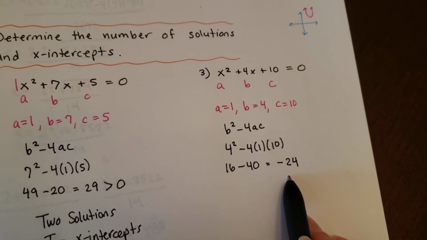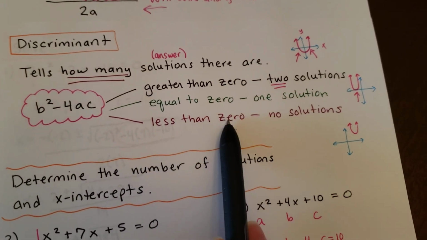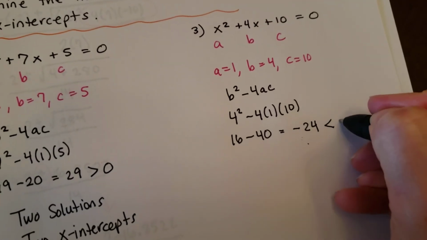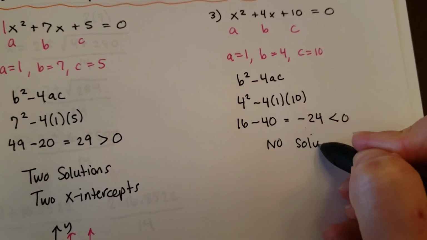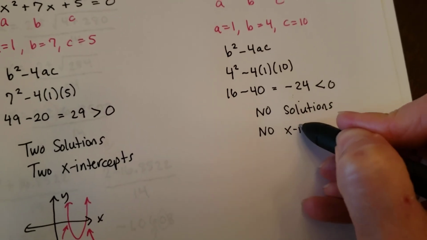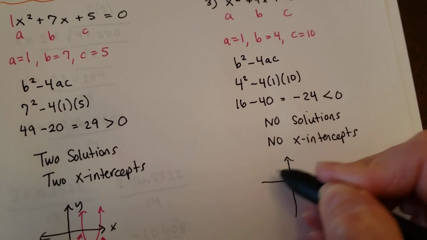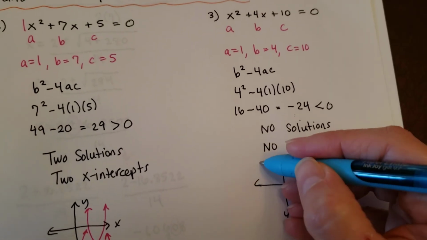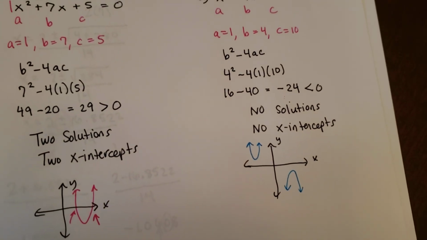Negative 24 is not the number of solutions. You use this answer to come up here. Greater, equal, less than 0 is what negative is. It's no solutions. So since this is less than 0, it's telling us that there will be no solutions, which means there are no x-intercepts. And then lastly, if you were going to have to graph this, it would mean that your graph either opens above, it could also open below, it just can't touch the x. Hope that helps.